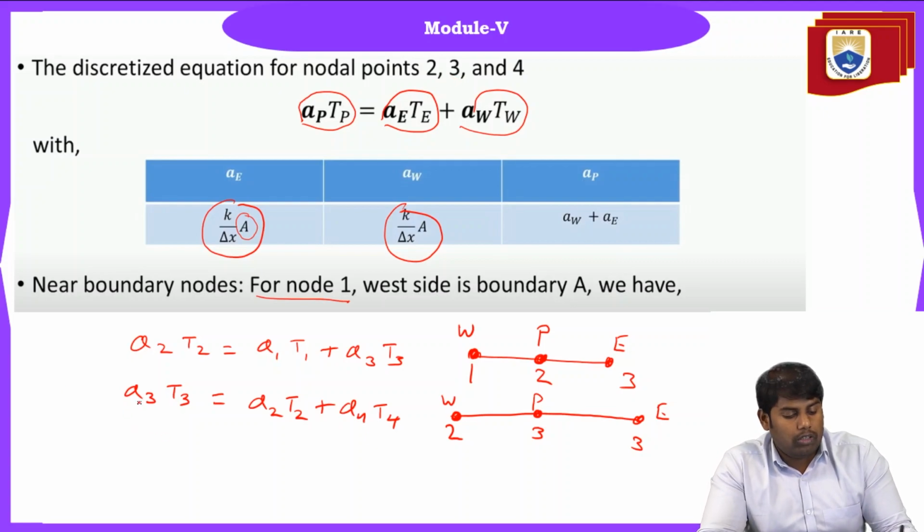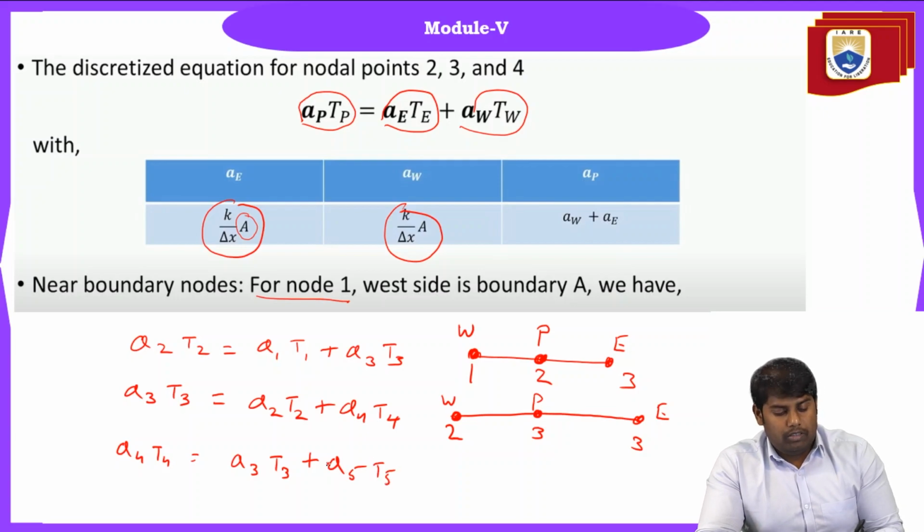Now the last one is 4. If you see A4 T4, it is equal to A3 T3 plus A5 T5. So again if we draw the diagram, what do we have? Here this 3 will be the west node and 4 is the point of interest P, and next this 5 will be the east node.